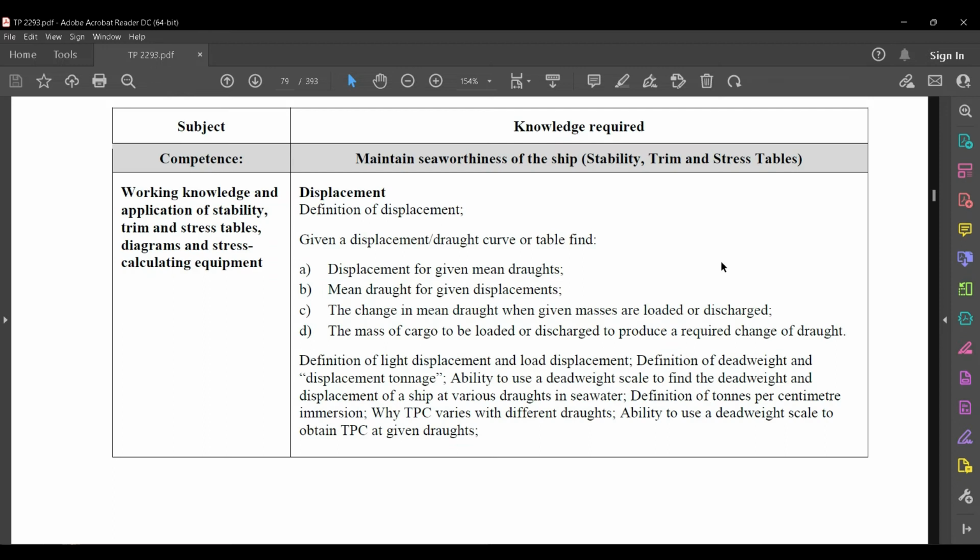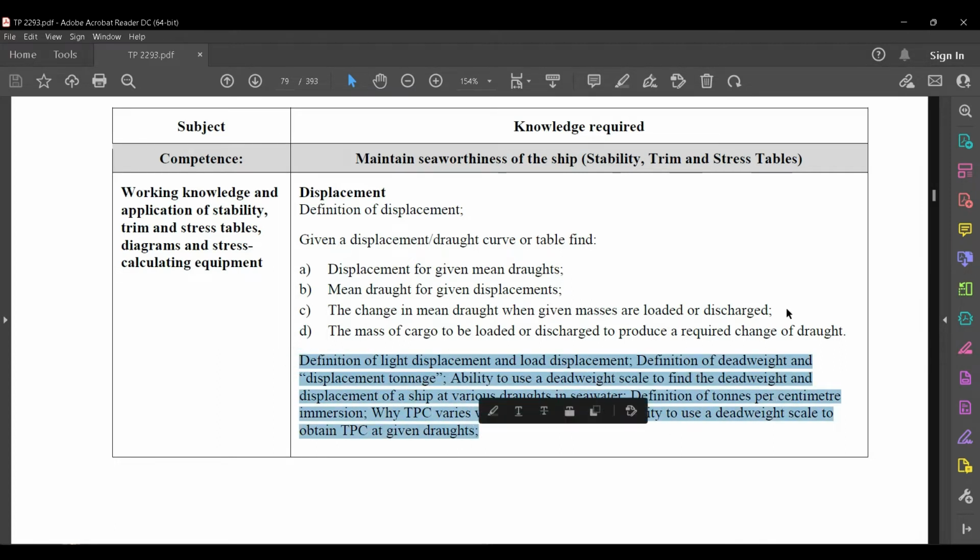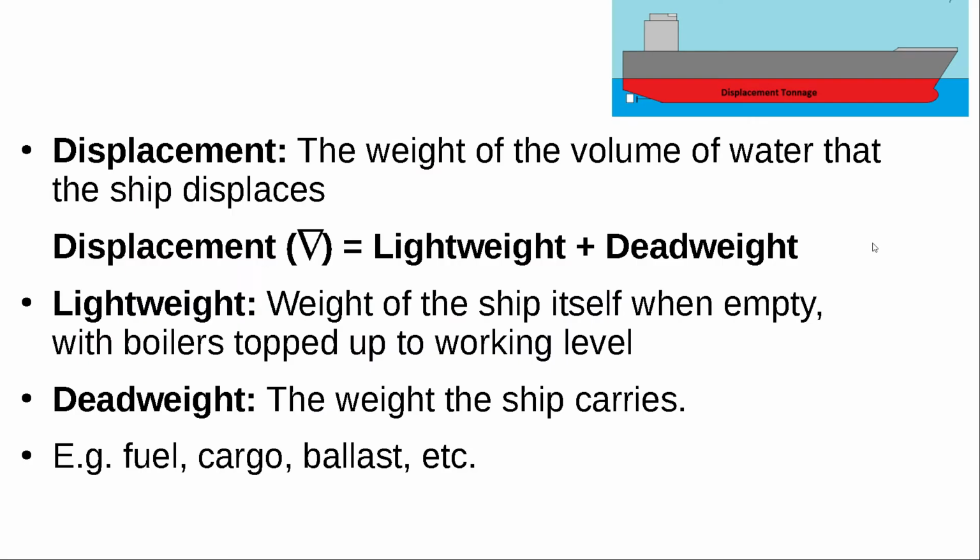Welcome back to part 2 of the video series talking about the requirements for the SCS 4 exam. For this portion, we're going to cover the second half of the first portion of the requirements in TP 2293 listed here. The first portion of the topics is a bit of a recap of the previous material we covered. They're asking about different meanings of different displacement terminology.